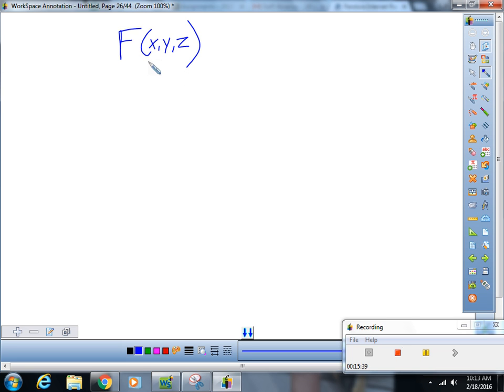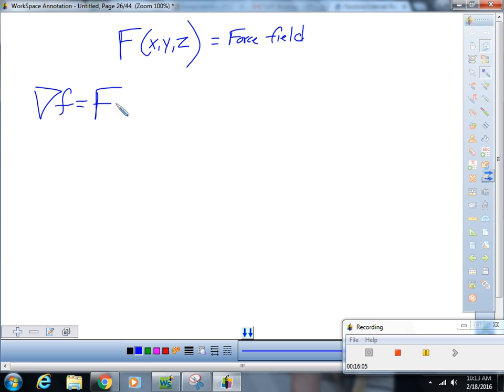What has this thing been representing in our class? It's a force field. If this force field is conservative, then what is it the result of? It was the gradient of something. Do you remember that? If this exists, then it's conservative. Well, think about what we just said with the fundamental theorem of calculus.